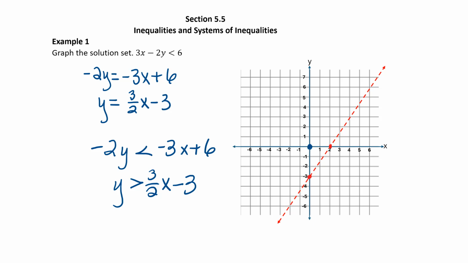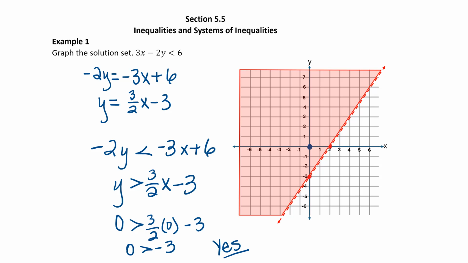So if we check the point 0, 0 in this inequality, and we plug that in for x and y, we're going to have 0 is greater than 3/2 times 0 minus 3, which tells me that 0 is greater than negative 3. That is a true statement, and so that side of the line is where the points work. If 0, 0 works, and it's on that side of the line, then every point on that side of the line will work, and so that is the area that we would shade. Now, we could have chosen a point on the other side of the line to test in our inequality, and it would not have worked. And so we would have known we shouldn't shade that right side, we should shade the left side.